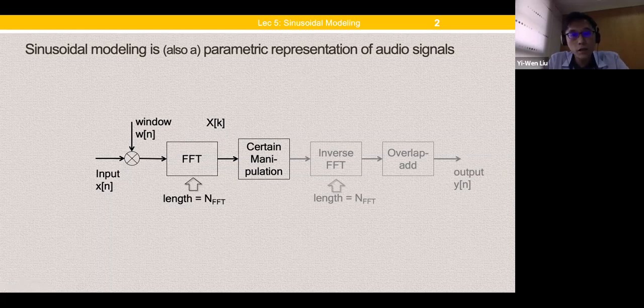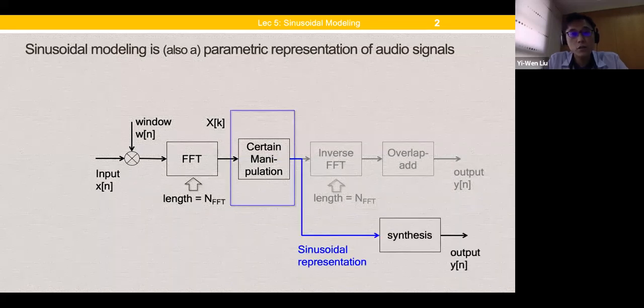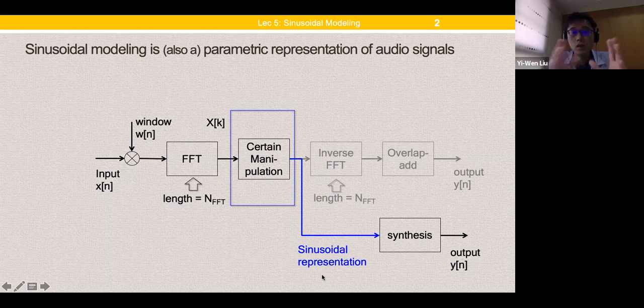But today I want to mention that the block diagram for sinusoidal modeling is slightly different. What is different is after the manipulation. In sinusoidal modeling, our manipulation is going to be to obtain a representation, which we call the sinusoidal representation. Basically, the green dots you were seeing. We start from there.